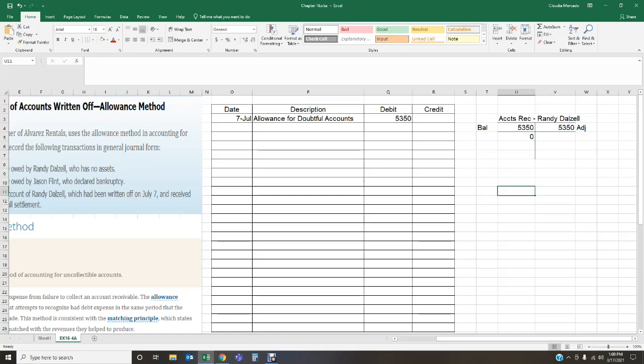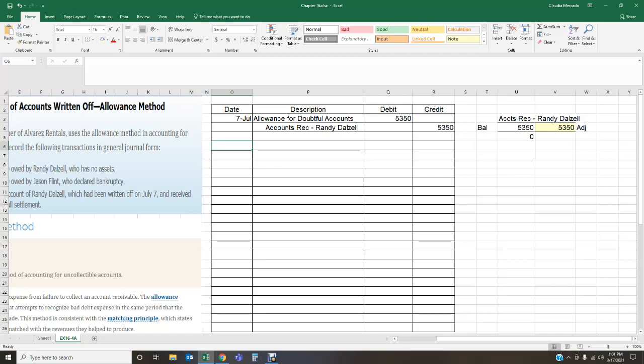I'm clearing out my receivable. So this is the adjustment that I'm doing right here. I'm going to credit my accounts receivable for $5,350. That way my accounts receivable for Randy gets zeroed out. That way I show Randy no longer owes me any money. So I'm going to credit my accounts receivable for Randy Dalzell. So I'm writing off the account.